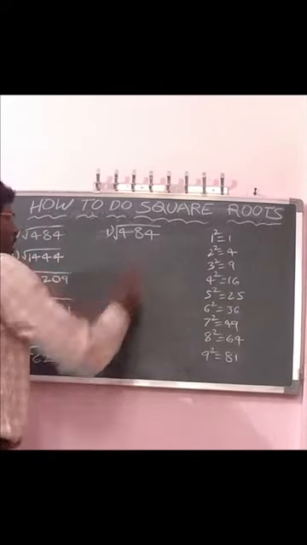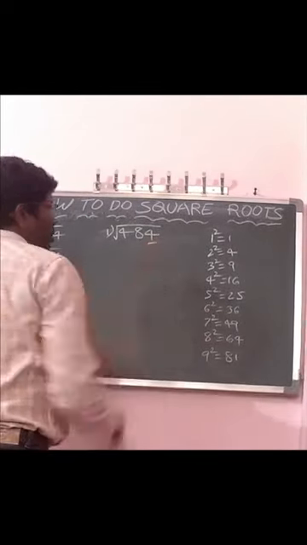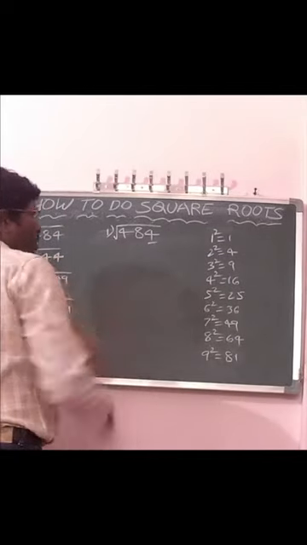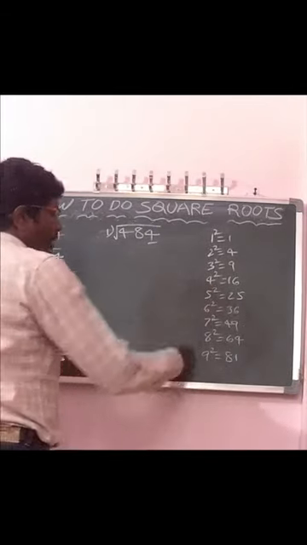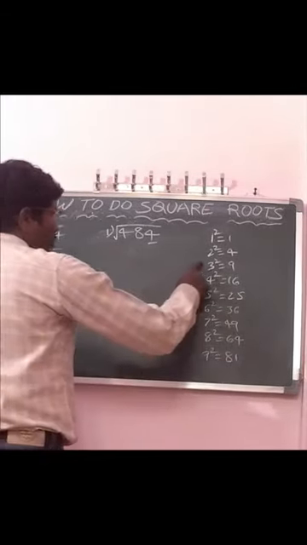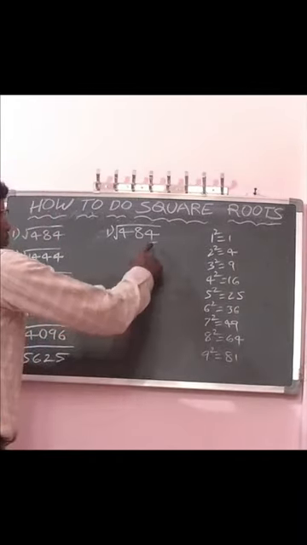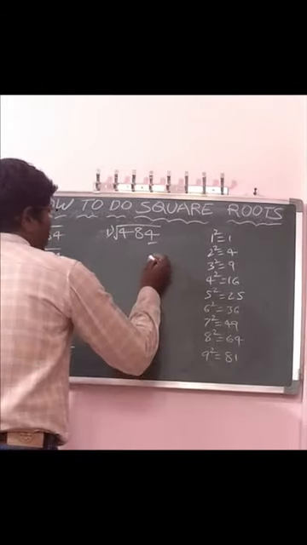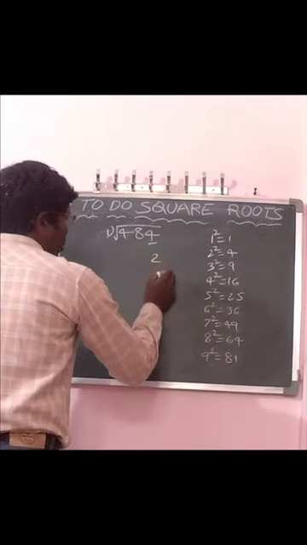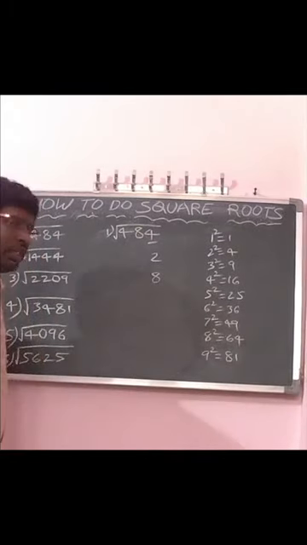See here, in 484, the last number is 4. In first step, we can compare the last number with the square values. So now we can compare the 4 with these square values. In the square values, 2 square is equal to 4 and 8 square is equal to 64. So this 4 is matched with 2 numbers, 2 square and 8 square. So we can write 2 or 8 in the unit place. Okay friends, first step is completed.